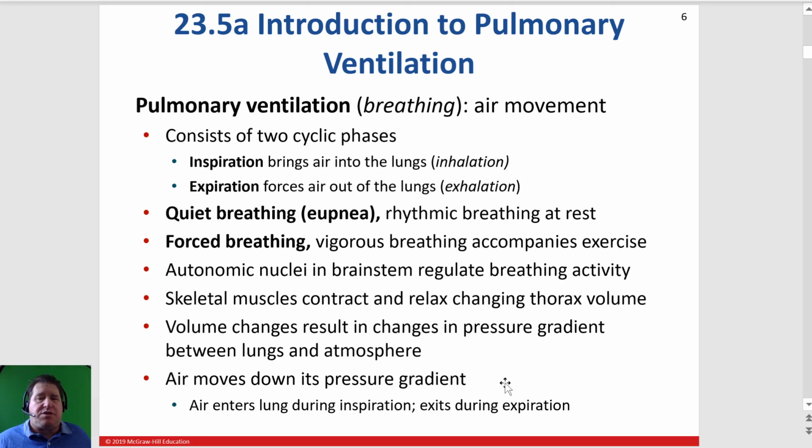Pulmonary ventilation, we're talking about breathing. Air moves in and out of the lungs. Inspiration, air in; expiration, air out. Two phases: inspiration or inhalation, expiration or exhalation.